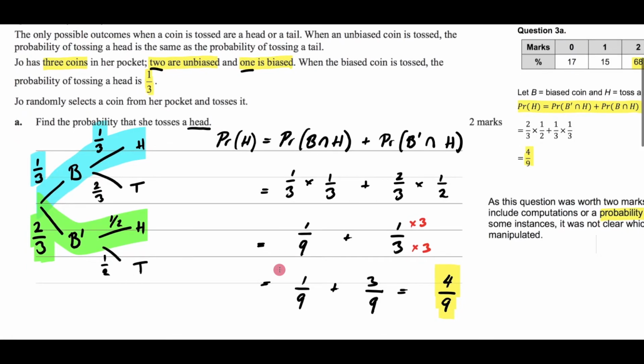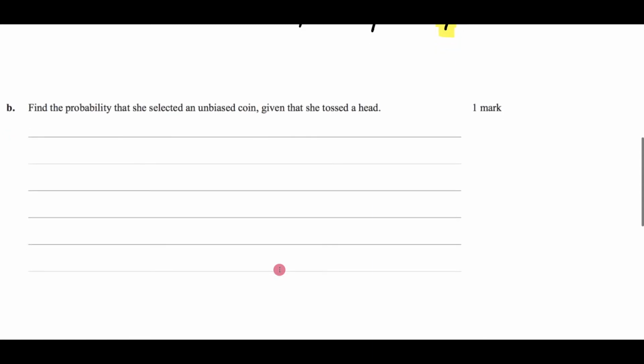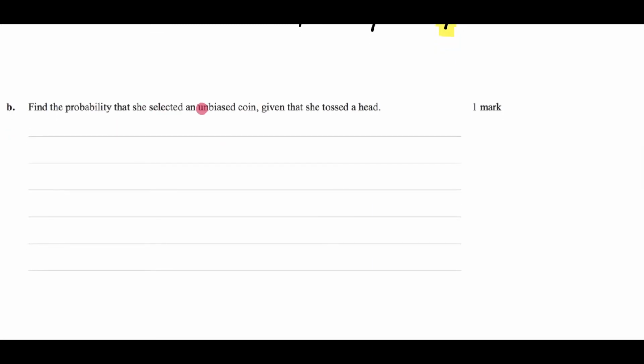Let's now move on to part B, in which we're being asked to find the probability that she selects an unbiased coin, given that she tossed a head. Let me read that again. Find the probability that she selected an unbiased coin, given that she tossed a head. So this is a conditional probability question, so we're going to write it like so. Unbiased is going to be B dashed, given that she has tossed a head. So we're going to put head there.